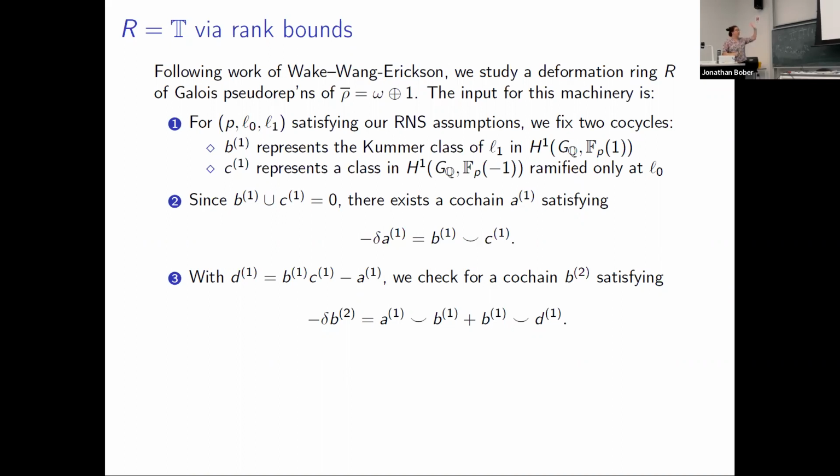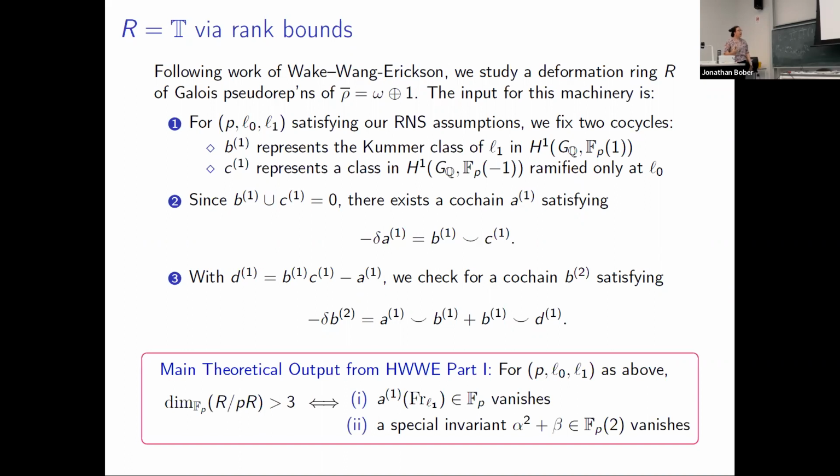And so all I need you to extract from this is that we have these 2 cochains, A1 and B2, and that's what we're going to need. So the theoretical output from the first paper in the series is that the F_p dimension of R mod pR is strictly greater than 3 if and only if these 2 invariants vanish.